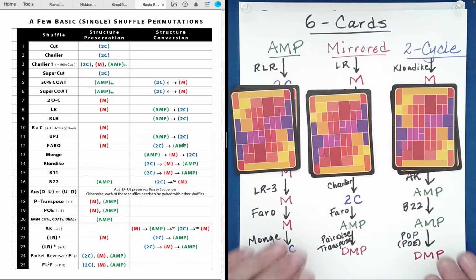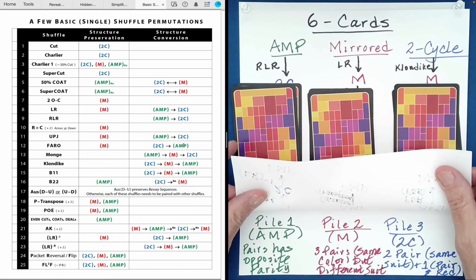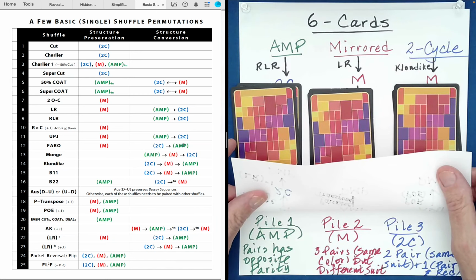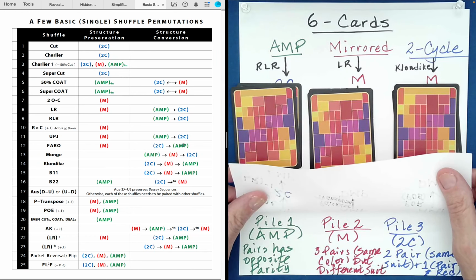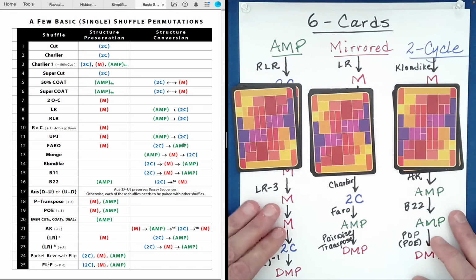And so we can now reveal what we noted. Do you remember? We had 3 pairs of the same color, but different suits. So none of them matched in suit, but they all matched in color within each pair.